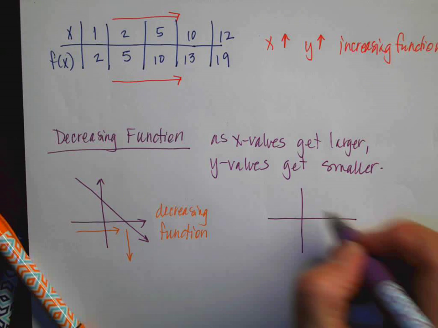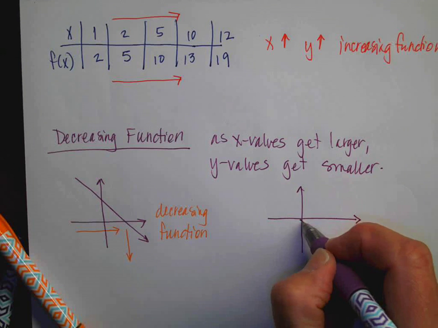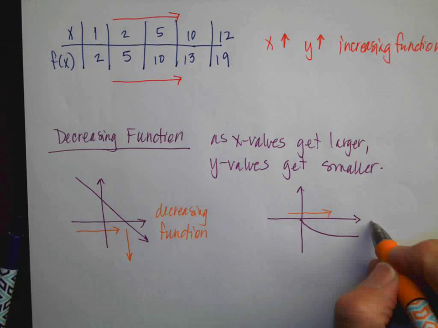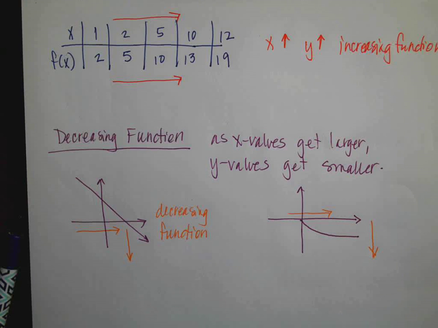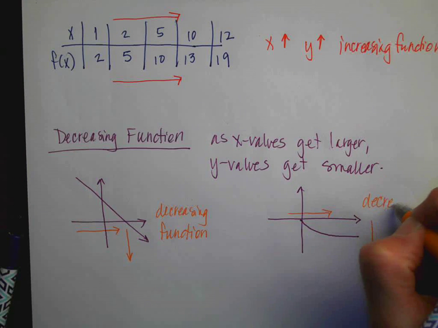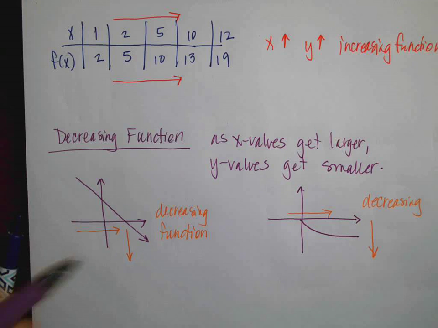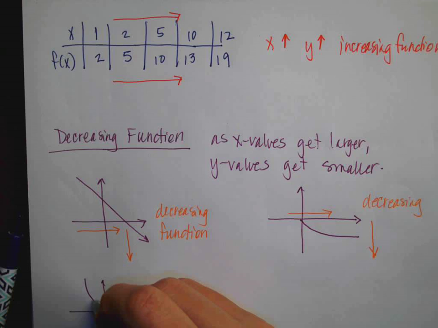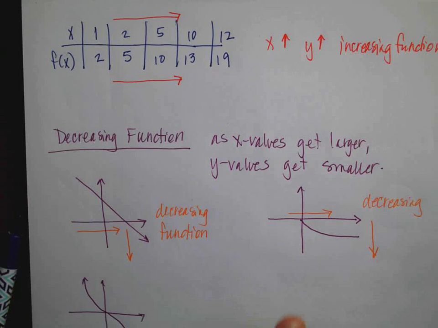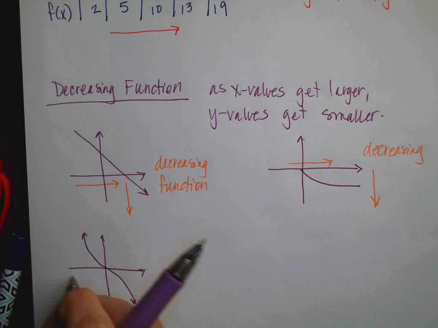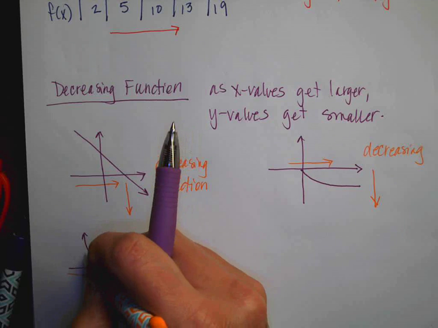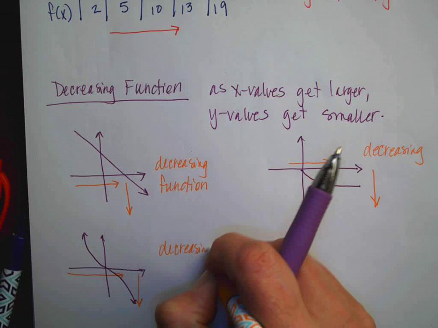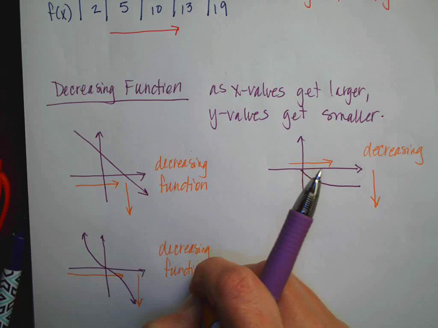Okay, another example might be the bottom half of a square root function. So maybe it's this guy. So as my x values get bigger, notice that my y values are getting smaller and smaller. So this is a decreasing function. Okay. What if I had the cube root function that had been changed a little bit and it looks like this instead? Okay. Notice that as x is getting bigger, the y values are getting smaller. So this is also a decreasing function.